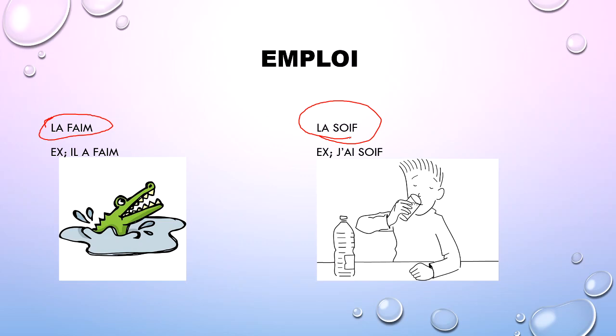So those are some of the uses of the verb avoir. Remember, the first thing is to know how to conjugate the verb, and we have looked at the conjugation of the verb. After you know how to conjugate it, you can now go on to explore how that verb is used. So that is all.